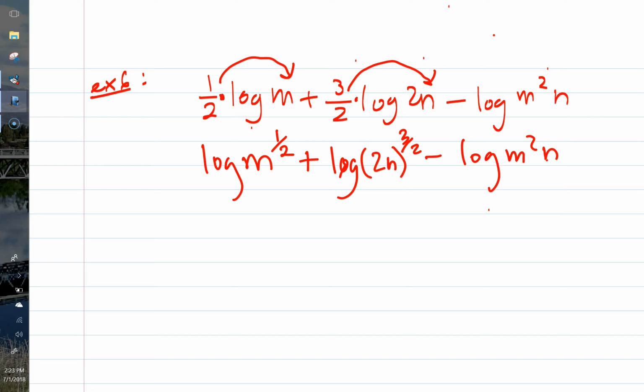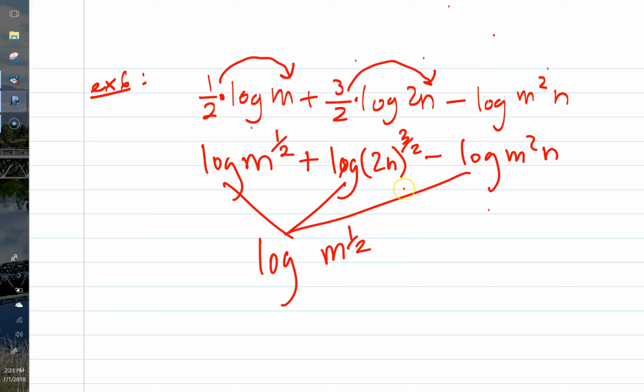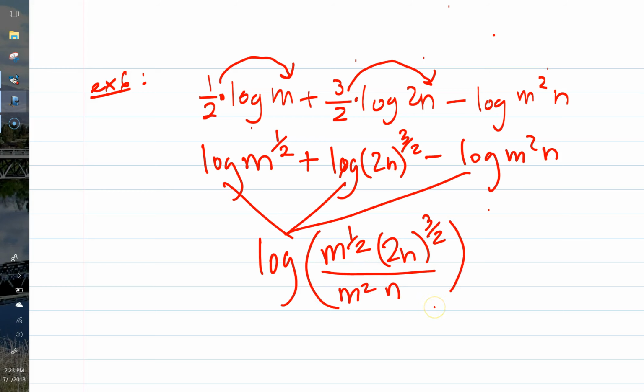Now that I have the logs with no numbers in front of them, they can condense into a single log. What do we have on the top? M to the 1/2. Here we have 2n to the 3/2 over m squared n. Here's the bad news. We gotta clean this sucker up. I can't have m's on the top and on the bottom.